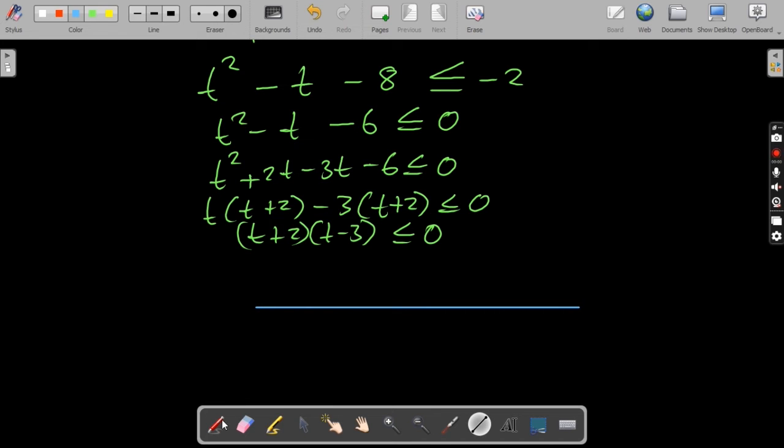So on the number line, we're going to have our critical values, and those should be -2 and 3. So those are critical values. And from these critical values, we're going to look at each region. So that region, that region, and that region. Starting with t's which are less than -2. So let's pick -3. It's close enough. So -3 plus 2 would be -1.